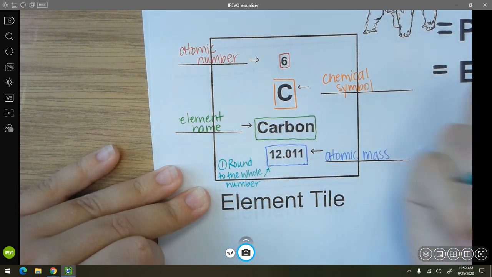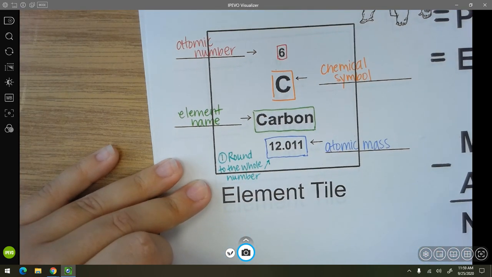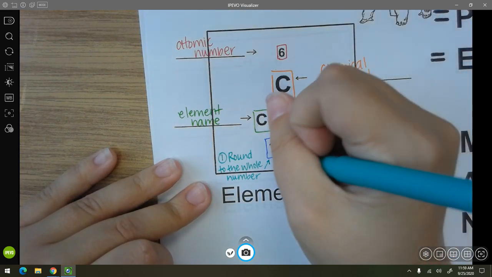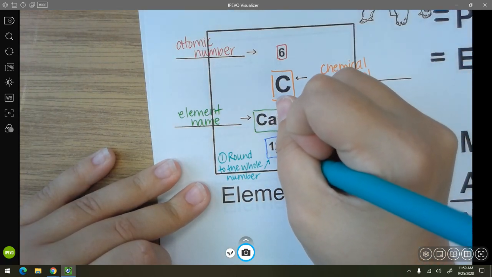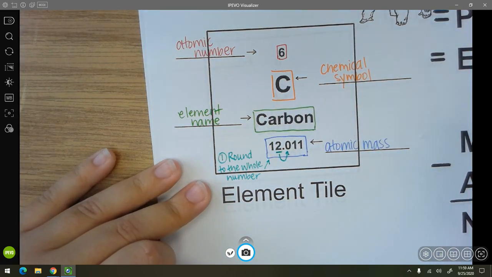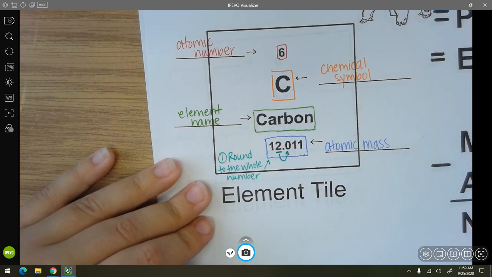Okay? So we need to round this number to the whole number. How we do that is I'm going to underline where my ones place is and draw my arrow to the one next to it, and that's a 0. So if it's from 0 anywhere up to 0.49, that means we're going to round down. If it's a 0.5 or above, then we're going to round up. So make sure you're using those math skills that you should know.